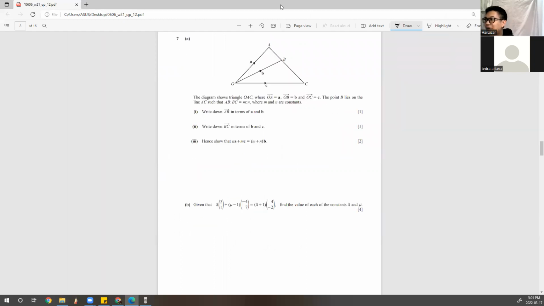Do you have any questions so far? It's hard, but still manageable. Just put the formula, right? How is it? I think I understood it.